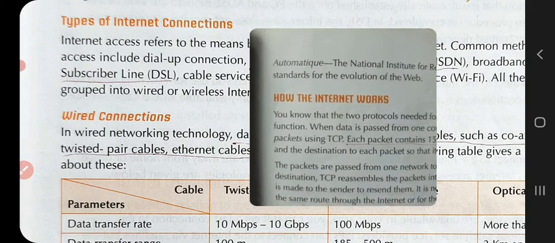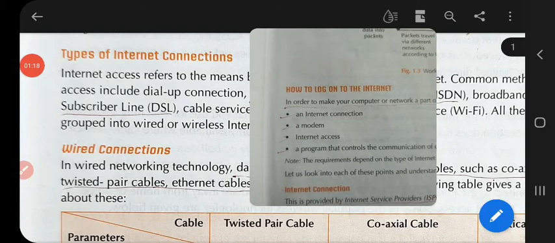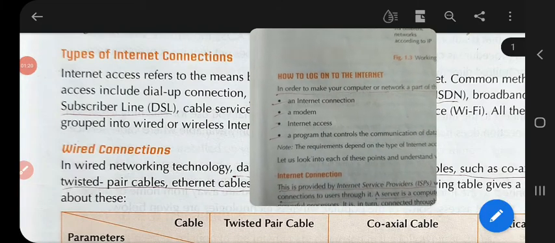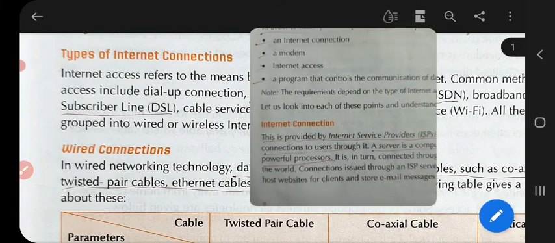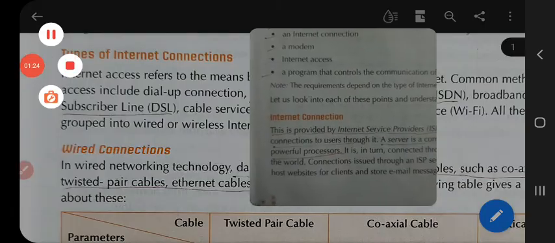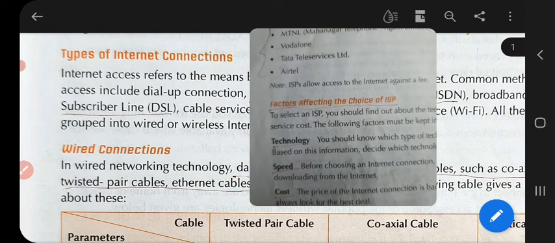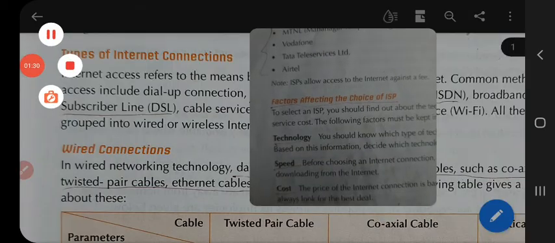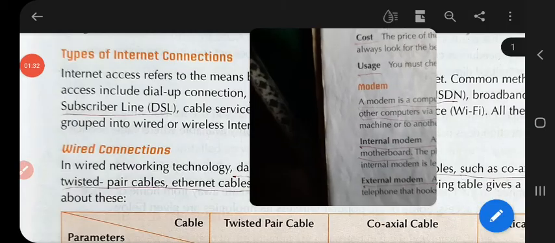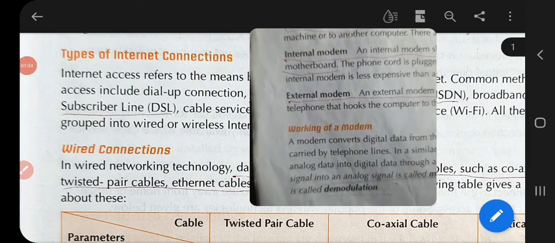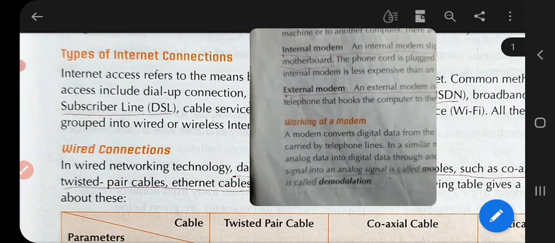And after that, we have already discussed how the internet works, how to log on to the internet connection, the internet service provider, factors affecting the choice of ISP, modem, then working of a modem.